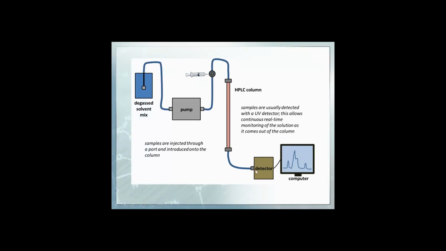This basically means that we get separation through our column. From there, it moves to our detector, and this is a UV detector that we're using, and it shoots light through and detects the absorbance. If you get a strong absorbance, you'll get peaks. If you don't, you don't get peaks at all.